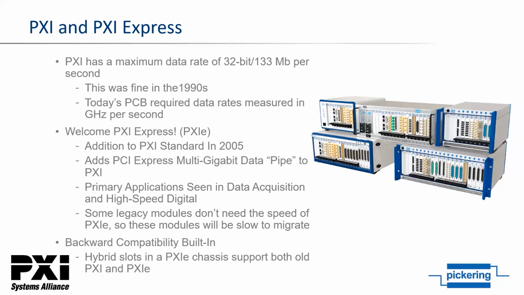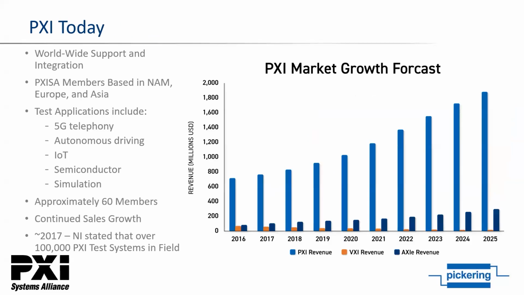Now, remember, legacy modules may not benefit from the speed of PXIe, so some of the members may be slow to migrate to PXIe. Plus, there are also legacy modules you'll be using in other test systems. Fortunately, the PXISA specified hybrid slots that accept both PXI and PXI Express modules in the same chassis. So if you're designing a system that uses both PXI and PXIe, make sure the chassis you select has adequate hybrid slots.